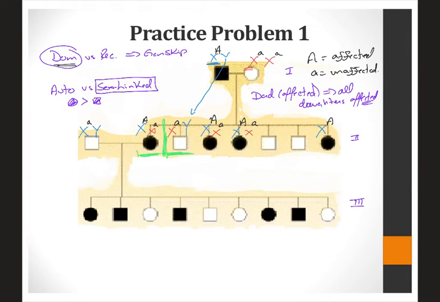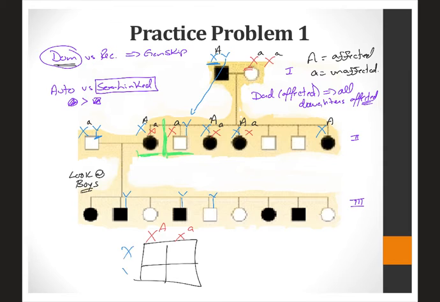So the key here is to look at the boys. Hopefully you can figure out why: all of his sons, the only thing they are getting from dad is the Y, whether you're affected or not. However, if I look at mom, this is where the probability comes in, the roll of the dice. If you needed to, you can easily create a Punnett square, and we can put mom along the top and dad along the bottom.